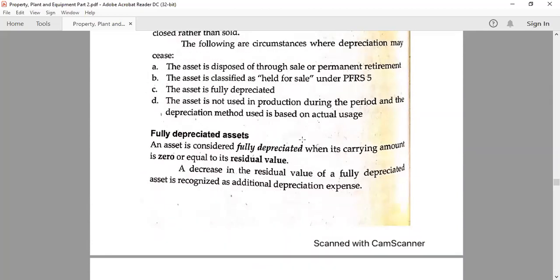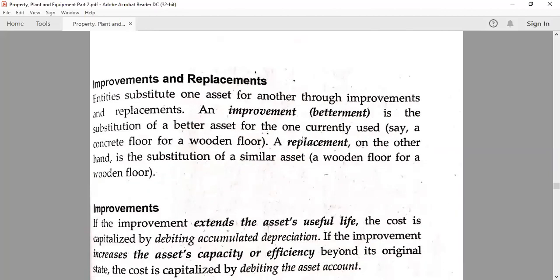For fully depreciated assets, if ever the carrying amount is 0 or is equal to its residual value, we are going to derecognize them, or remove them from our financial statements or records, if ever they are no longer used by the entity and they are really disposed of. Next, what about improvements and replacements?